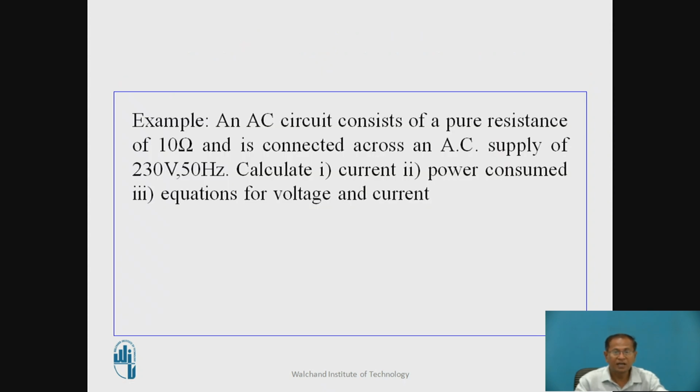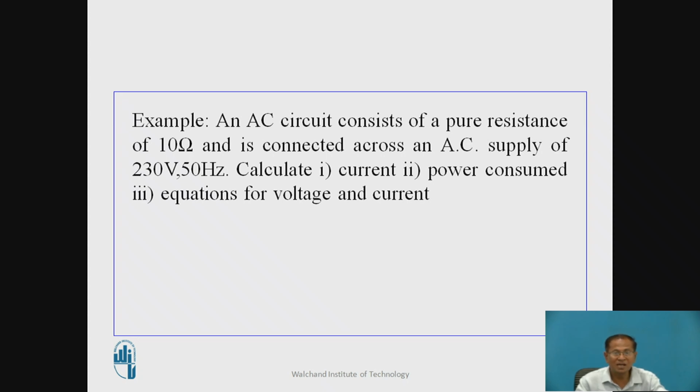Example. An AC circuit consists of a pure resistance of 10 ohm and is connected across an AC supply of 230 volt, 50 Hz. Calculate current, power consumed, and the equations for voltage and current. In this example, the given parameters are R = 10 ohm and the RMS input voltage Vrms = 230 volt.